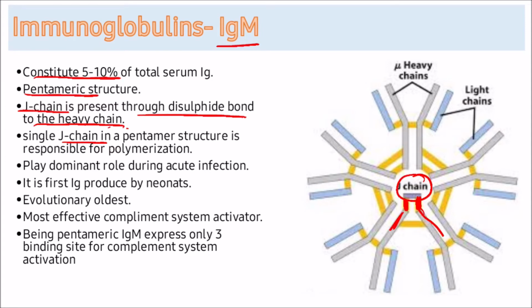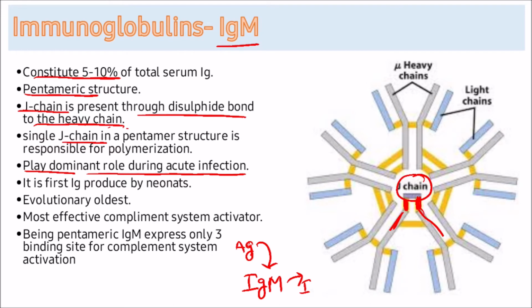Next point, it plays a dominant role during acute infection. That is, whenever an antigen enters our body, the first immunoglobulin that is synthesized against this antigen is IgM. Then the concentration of this IgM degrades, and memory cells will generate a response against the antigen in the form of IgG, A or E, depending upon the type of antigen that entered.